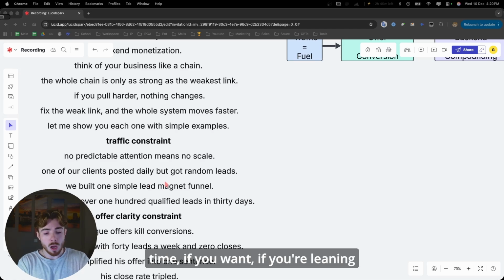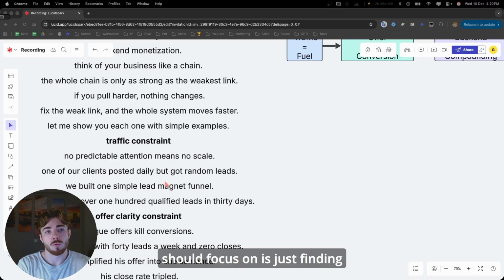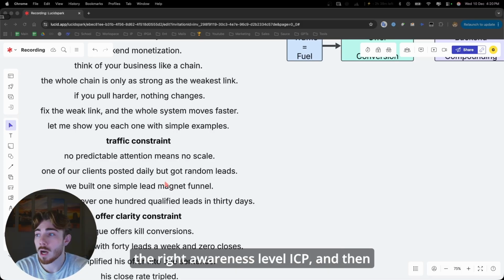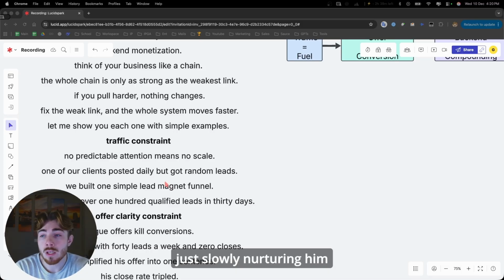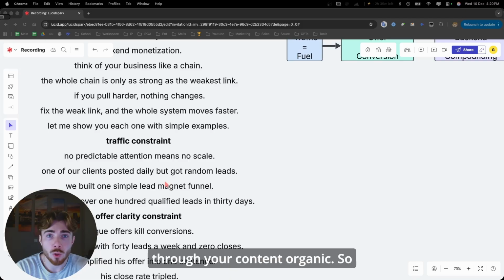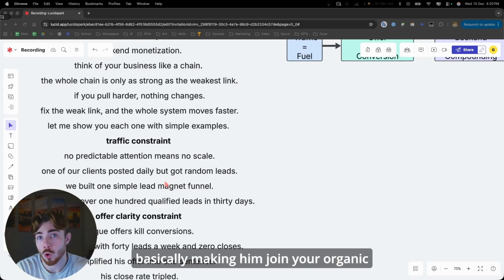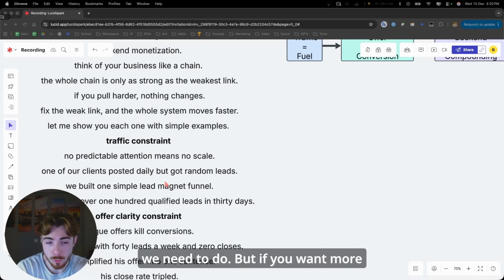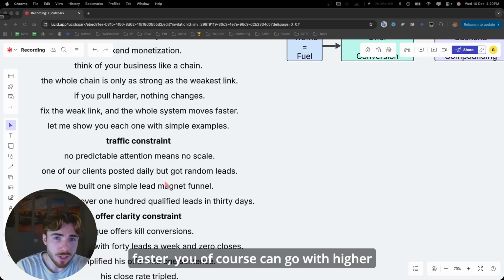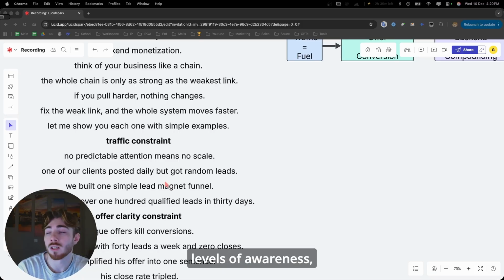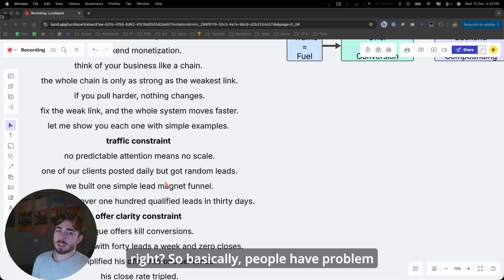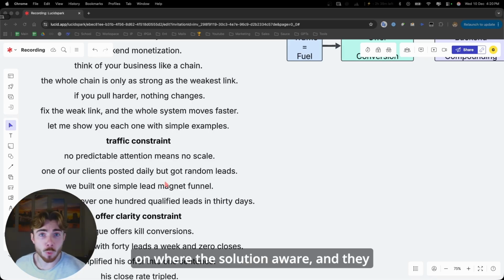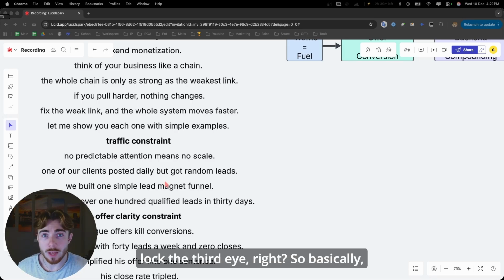But most of the time, if you're leaning towards long term, what you should focus on is just finding the right awareness level ICP, and then slowly nurturing him through your organic content. So basically making him join your organic ecosystem, basically just following you. That's what essentially we need to do. But if you want it faster, you of course can go with higher levels of awareness, right? So basically, people who are problem aware, solution aware, and they just need you to give them the final nudge.